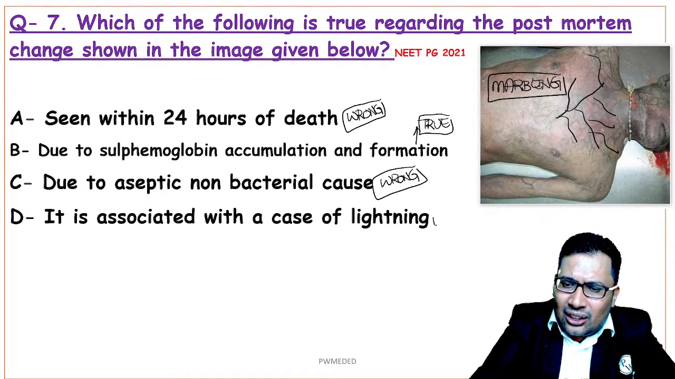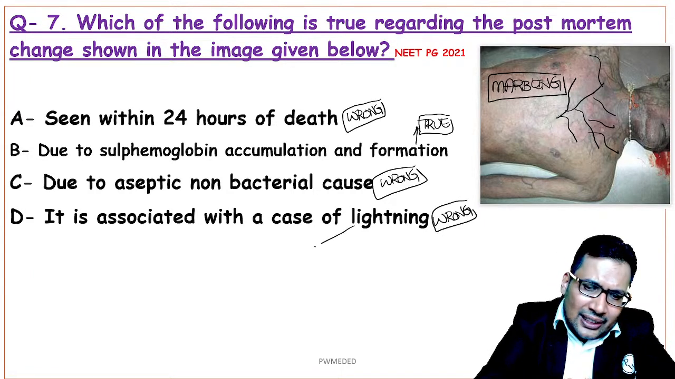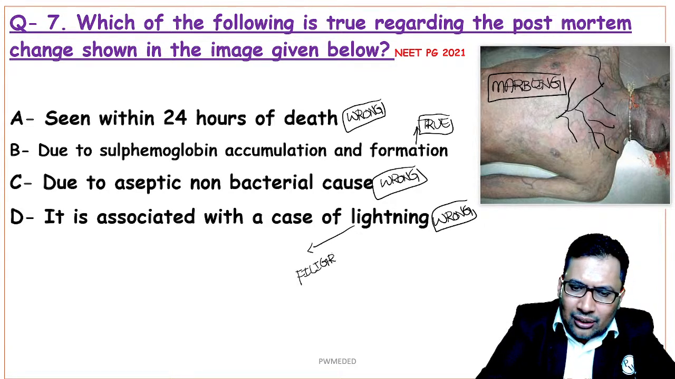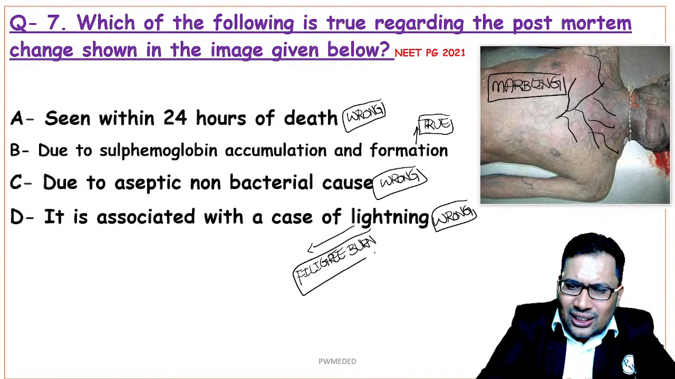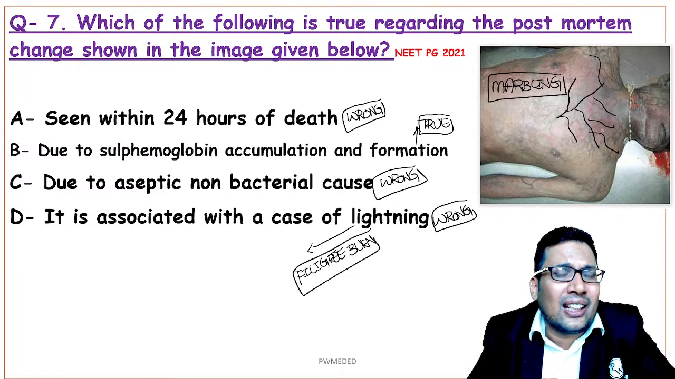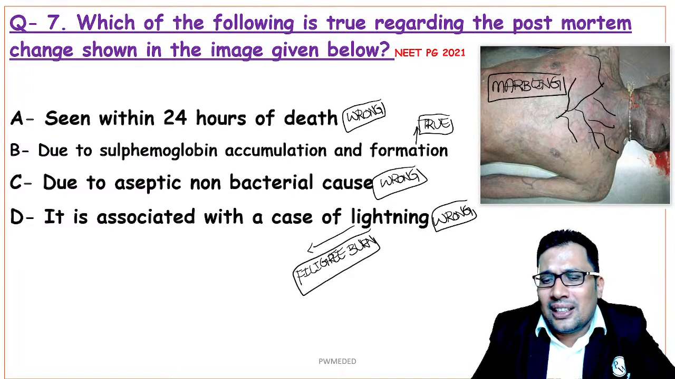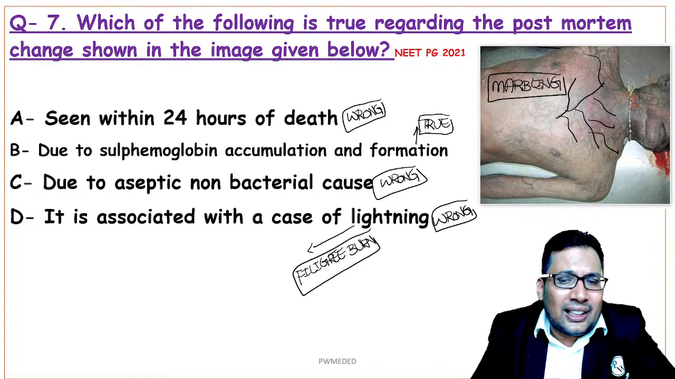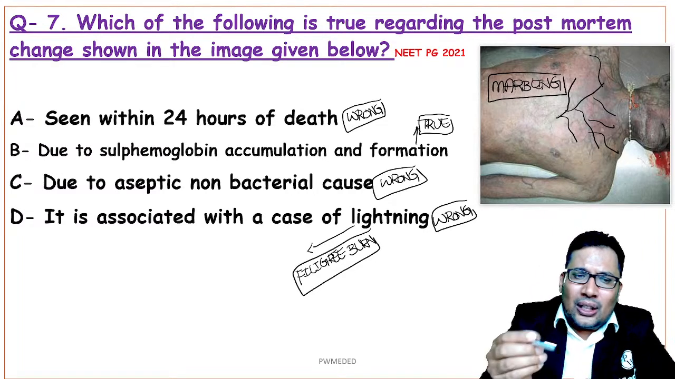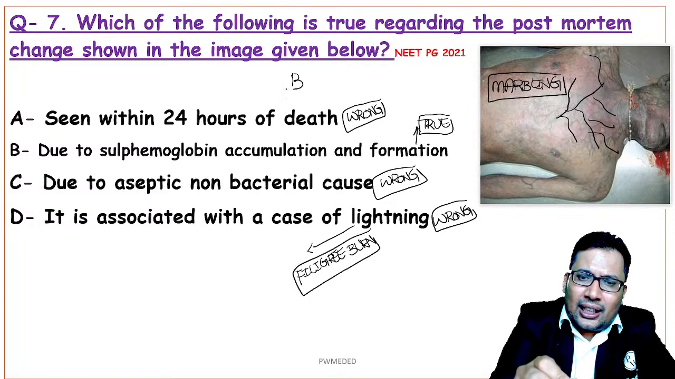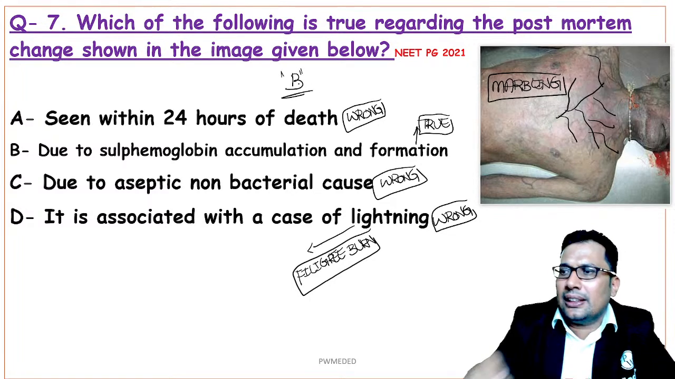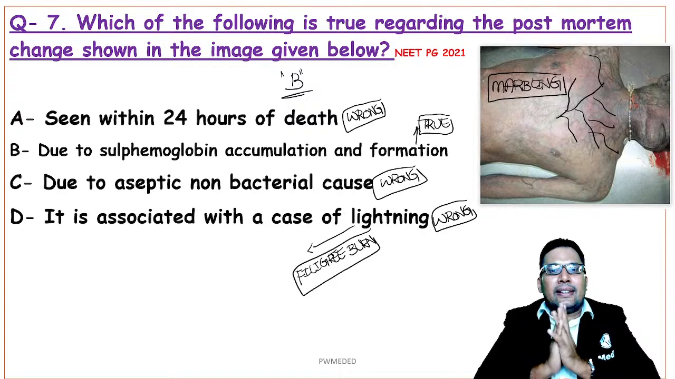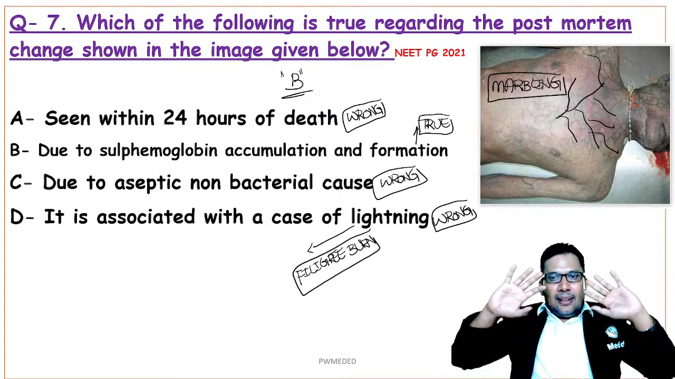'Associated with a case of lightning' is also wrong. Lightning will show a filigree burn, which doesn't look like this. It doesn't look green, it looks red. So it is not a case of lightning either. What is the answer for this question then? B is the correct answer. Hope you understood this. Next, this is about marbling.